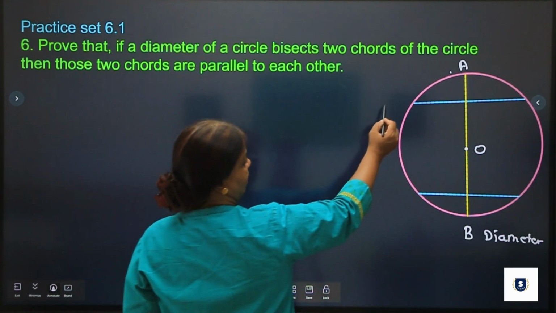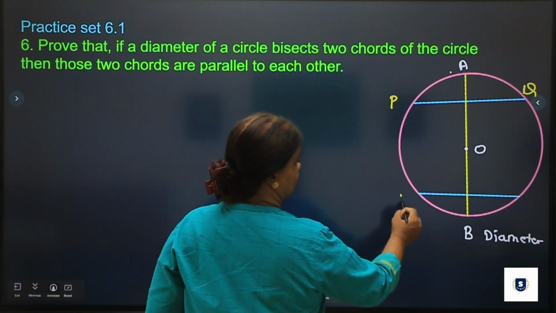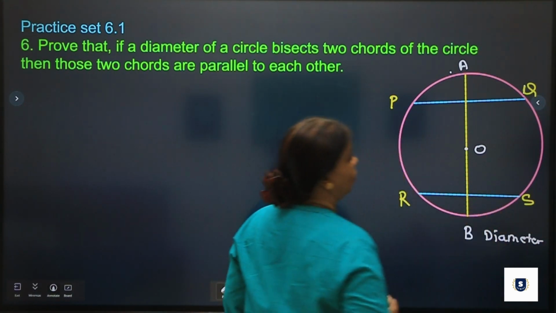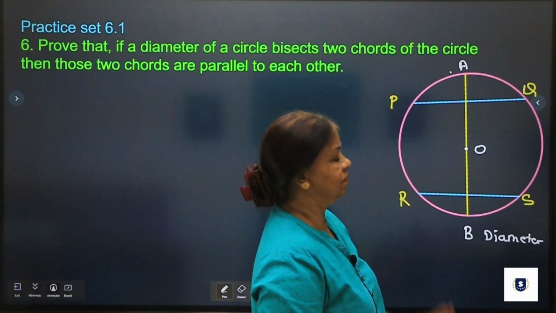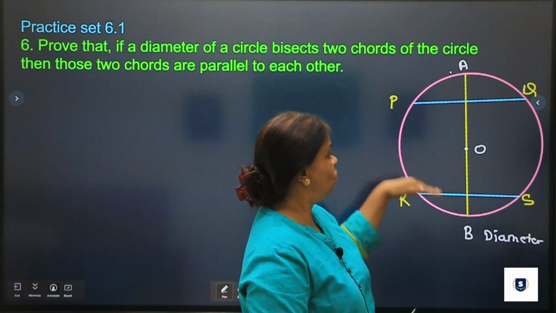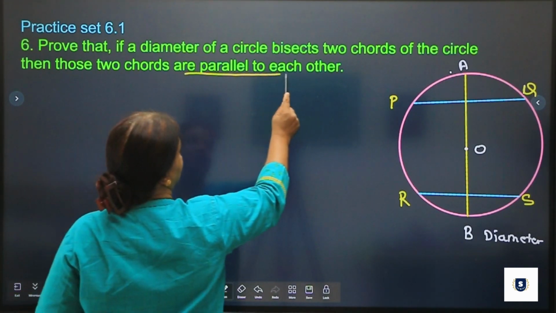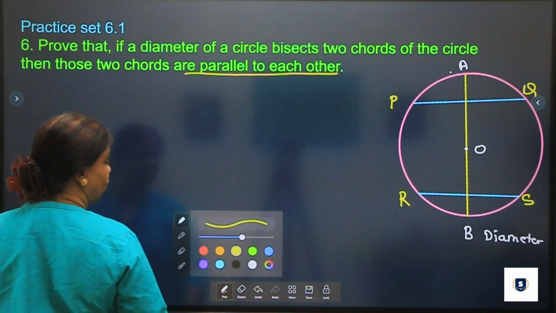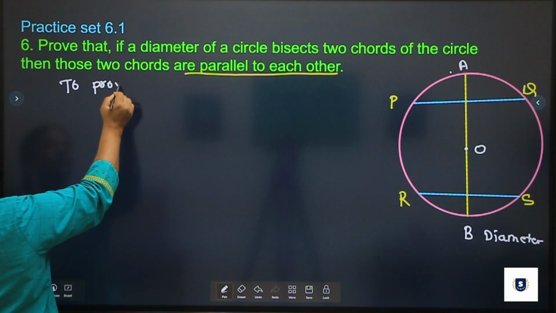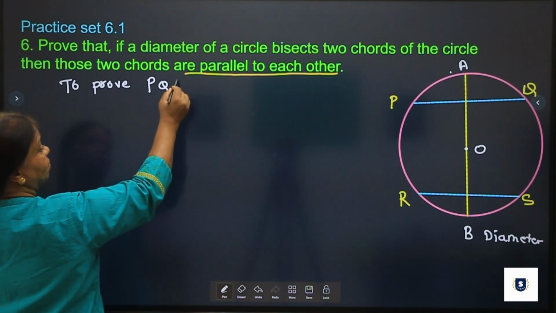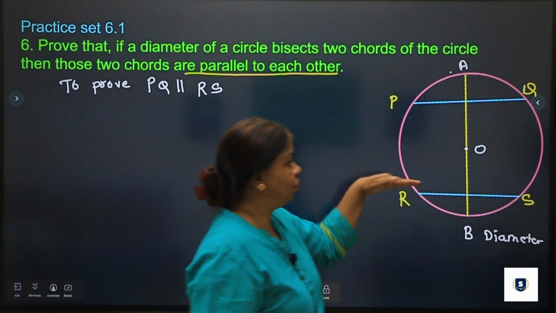PQ is one chord, RS is another chord. What is the question? If the diameter bisects the chords, then these two chords are parallel to one another. We want to prove that these two chords are parallel to each other. That means what we want to prove? We want to prove that PQ is parallel to RS. This is what we want to prove.